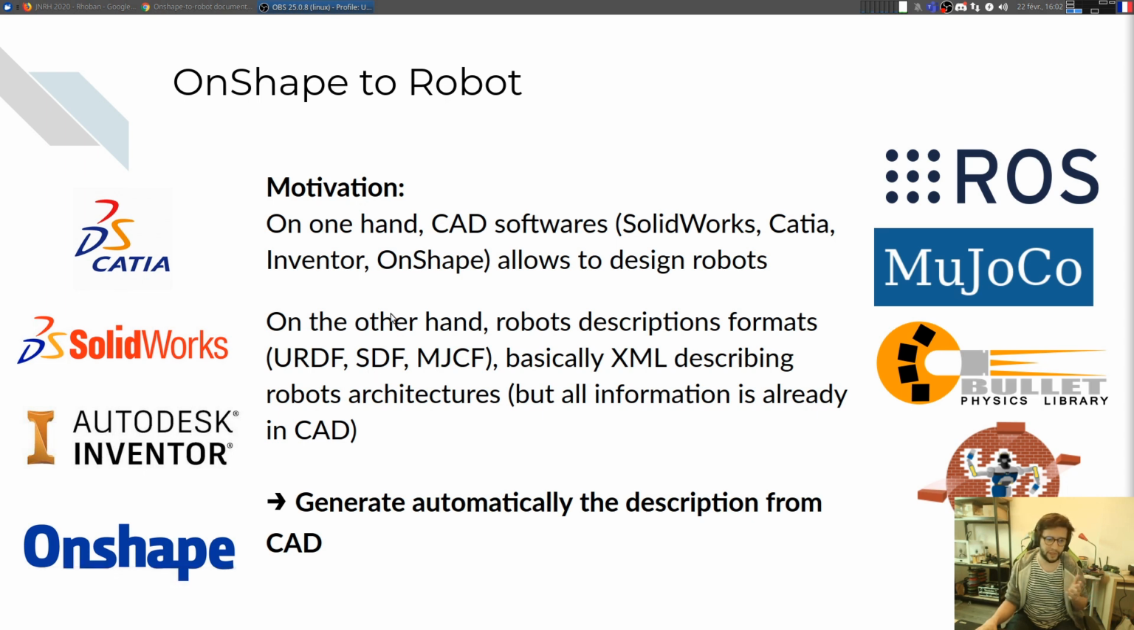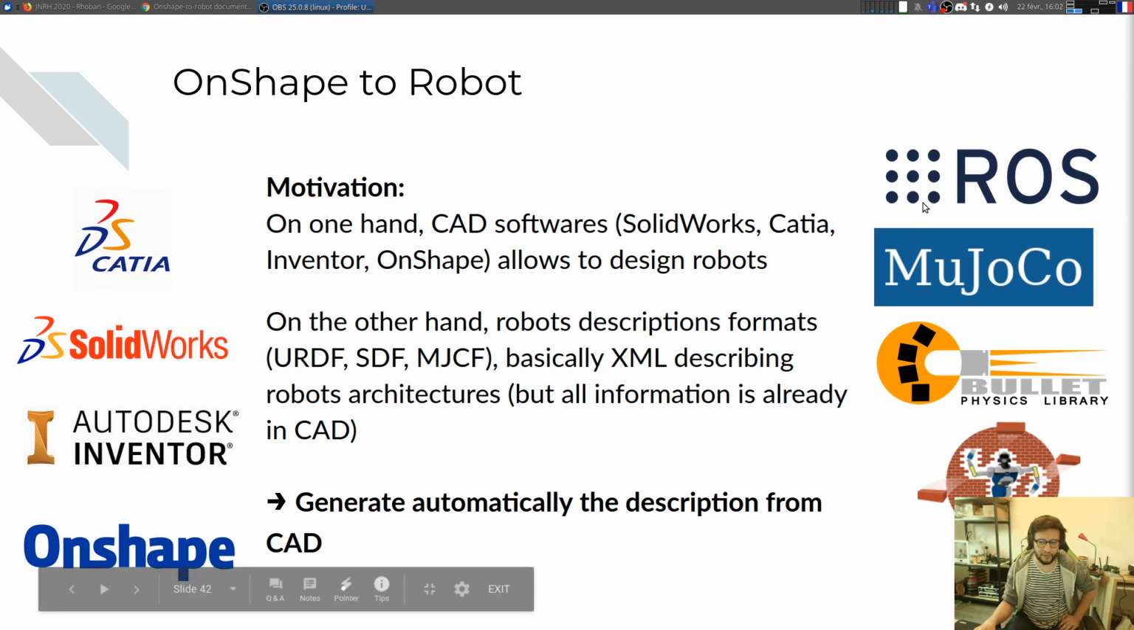So on one hand, when you design a robot, we of course used to draw it in a CAD software, which is usually a constraint geometry software solver, like SolidWorks, CATIA, Autodesk Inventor, or Onshape. And on the other hand, we have the robot description formats. So it can be URDF, SDF, MJCF for MuJoCo. And basically, they are all XML describing the robot architecture. So the position of the joints, the dynamics, the mass, inertia.